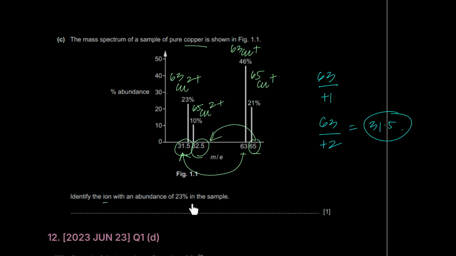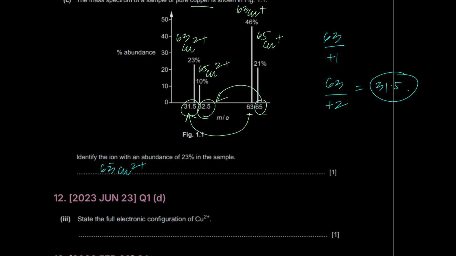So identify the ion. Which ion is this? It's the copper 2+ ion with a mass number of 63. That's what it is. It doesn't mean that this now is 31.5. No, it's just because of the charge that you see a peak at 31.5. It still has a mass of 63 because these are the naturally occurring isotopes. The reason you're getting this is because you were able to remove one further electron, and that's why you got copper 2+ right here.